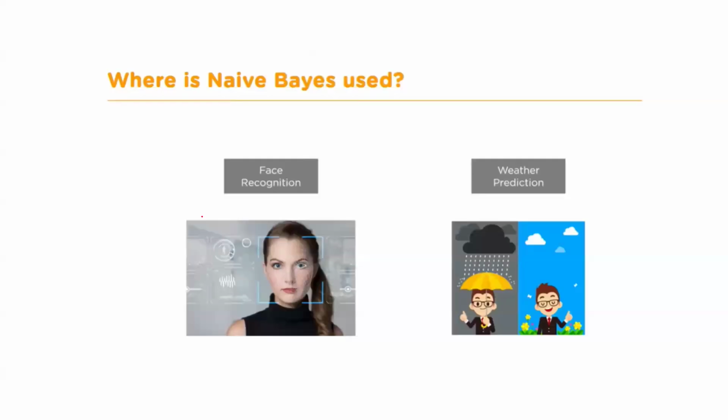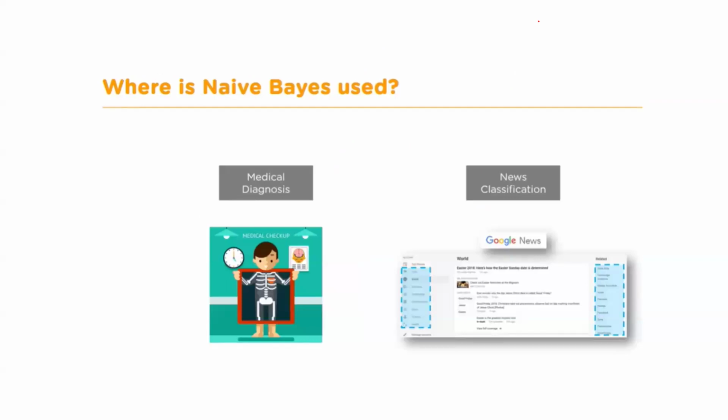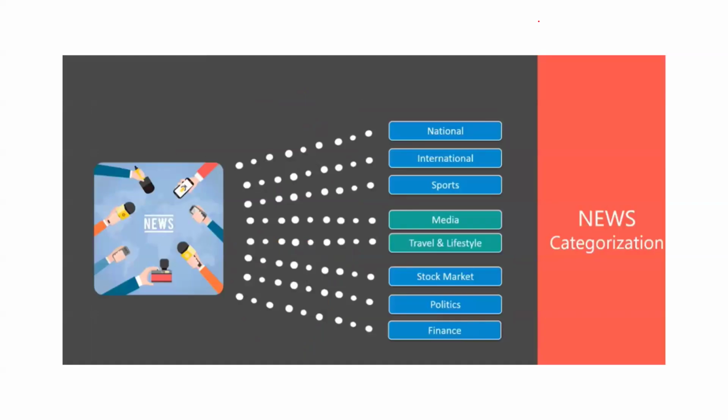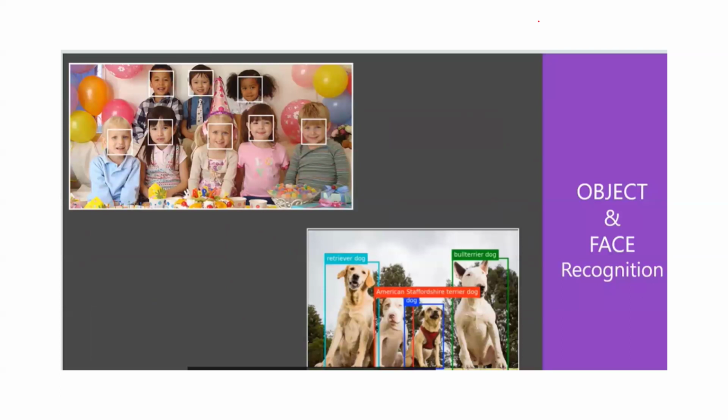Now, where is Naive Bayes used? What real world applications can we use Naive Bayes for? One is face recognition, one is weather prediction, then medical diagnosis, whether a particular person has some disease or not, news classification, and spam filtering. News categorization into different categories, and object and face recognition. These are some of the applications of the Naive Bayes algorithm.